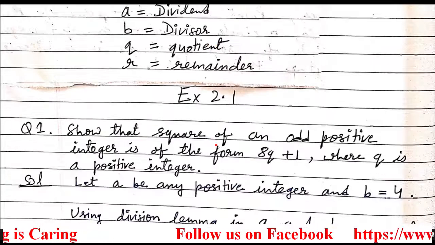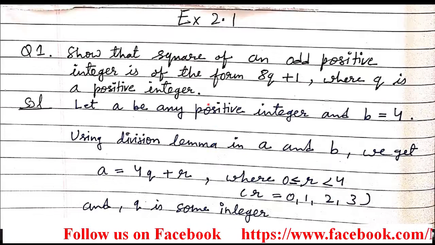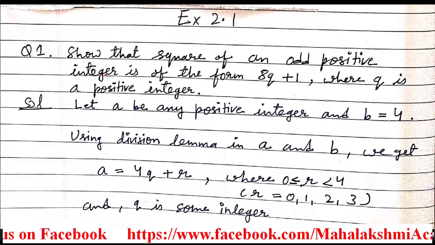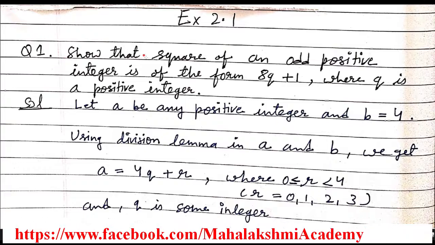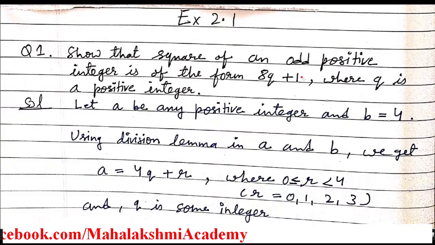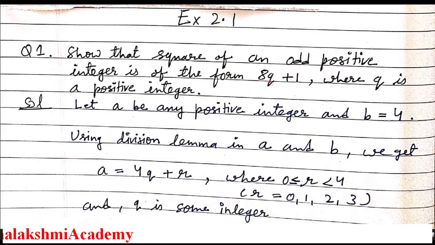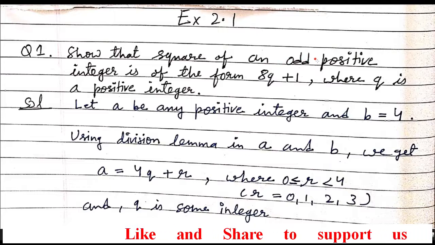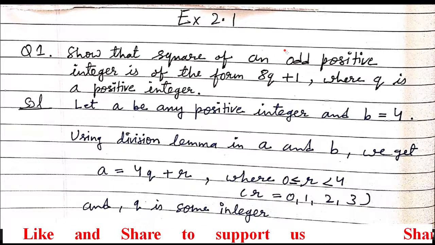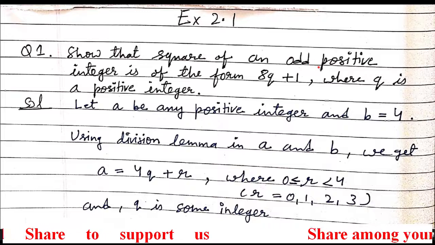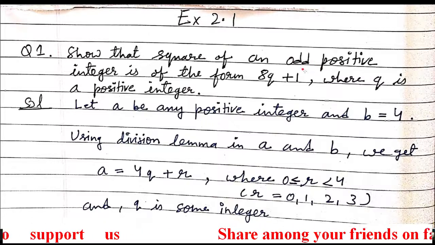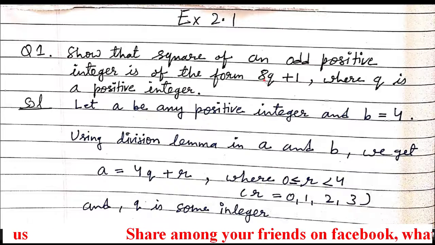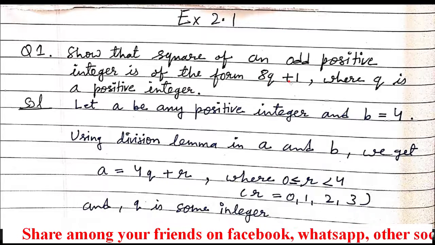Now the exercise is based on this lemma. So we'll start from exercise 2.1, from the first question. Question number one is, show that the square of an odd positive integer is of the form 8q plus 1, where q is a positive integer. So here what we have to show is that if we take the square of any odd positive integer, then whatever answer comes, we can write as 8q plus 1. That we have to prove.